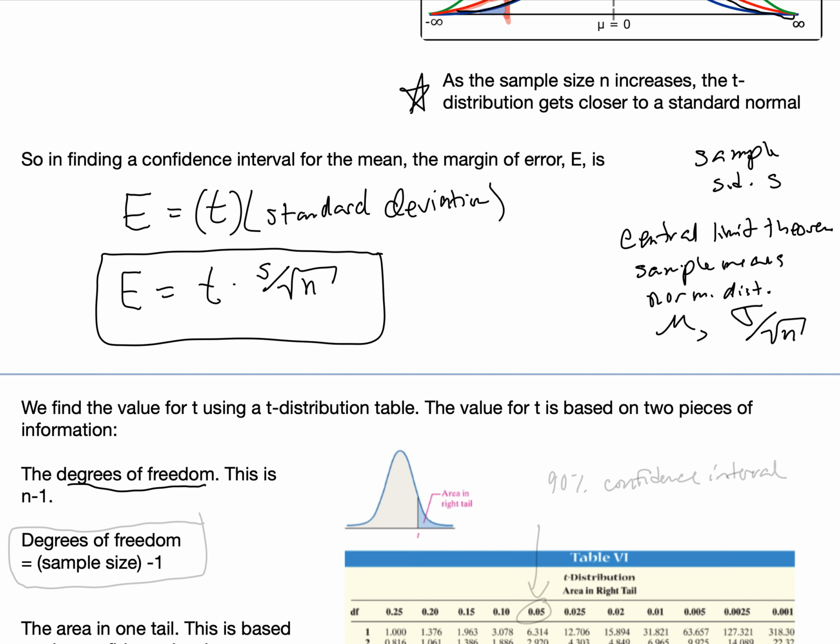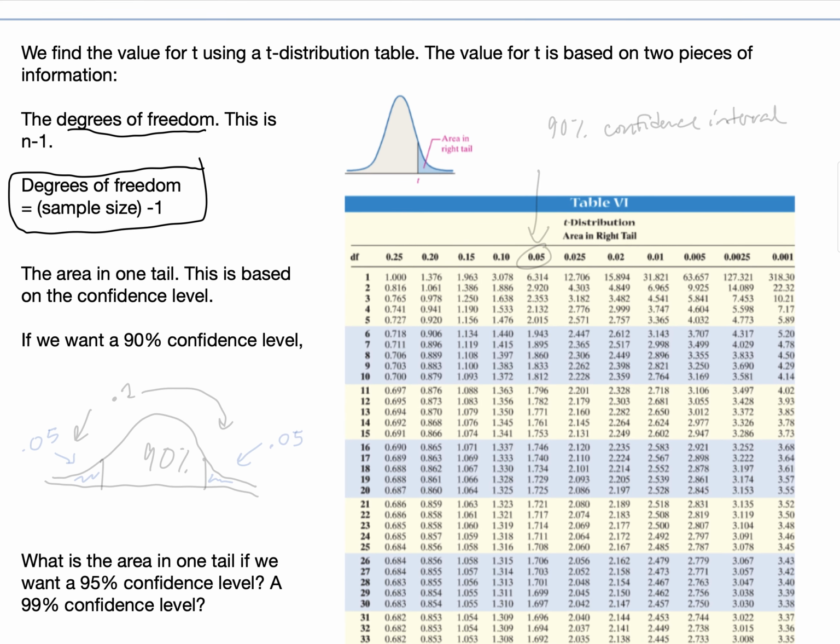Okay, so now we have to figure out how to find t. We find the value for t using a t-distribution table, and this value is based on two pieces of information. One is the degrees of freedom. So this is just the sample size minus 1. The degrees of freedom is just equal to n minus 1. The reason for this is it's like the number of free variables. So if you know the mean and you know n minus 1 of the data values, you can find the nth data value. But it's not important for you to know that. All you need to know is that the degrees of freedom is the sample size minus 1.